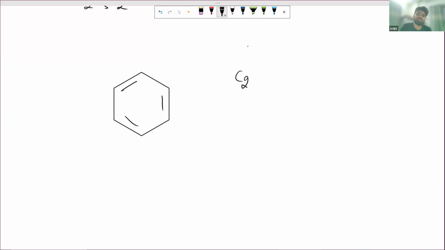The formula for benzene is C6H6. Each carbon atom is making three bonds. So if I make it this way: C double bond, C single bond, C double bond, C single bond, then double bond, single bond, then double bond, C, and then single bond. So this is a benzene ring, which contains 6 carbons, 1, 2, 3, 4, 5, 6, and alternate double bonds.